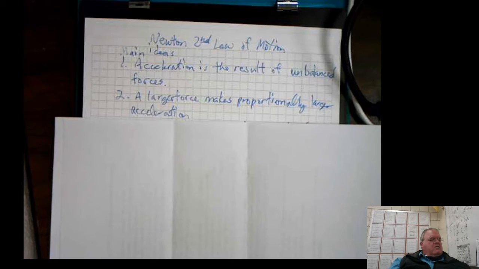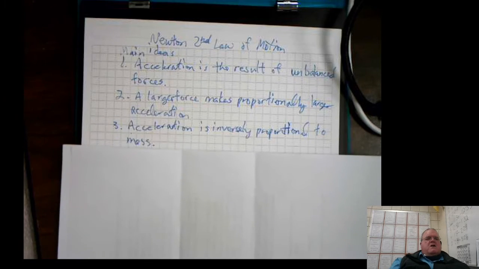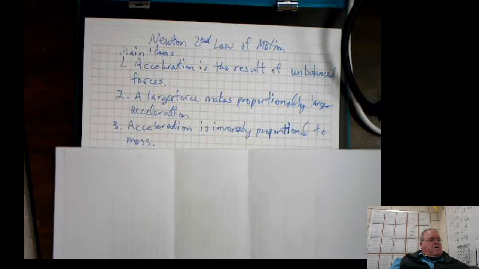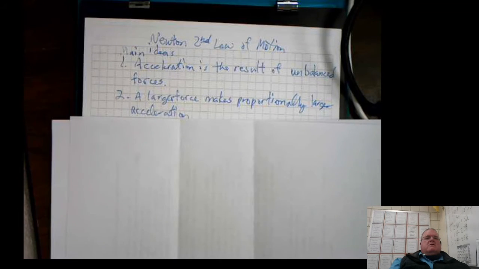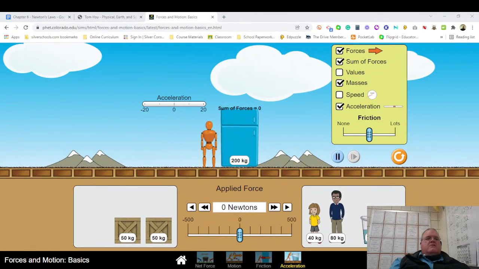The second main idea is that a large force makes proportionally larger acceleration. And the third main idea is acceleration is inversely proportional to mass. All right, so let's look at our simulation.